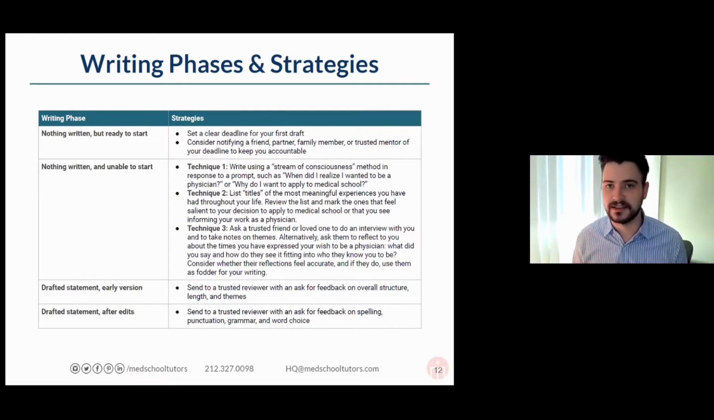And so you may consider in that case setting a timer and doing it for a certain period of time and just seeing what comes out. And I would encourage you to use one of these two questions in doing that, or to do this activity for both.